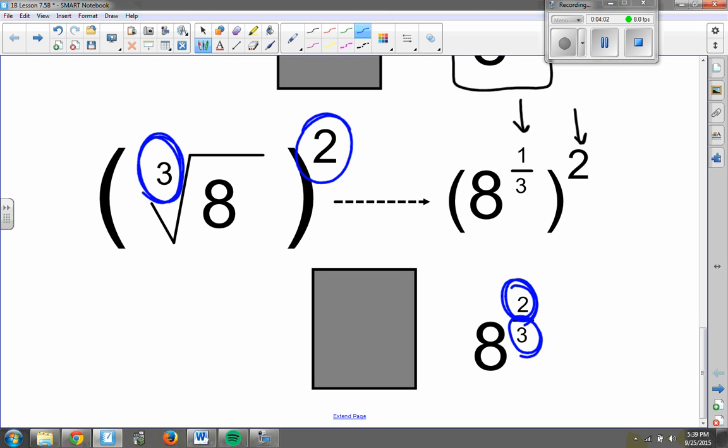If you have questions about what I just did, either one of these examples, please make a note to ask me in class tomorrow. We're going to go on and look at our general rule that we can add to our notes, and then we'll look at a couple of practice problems.